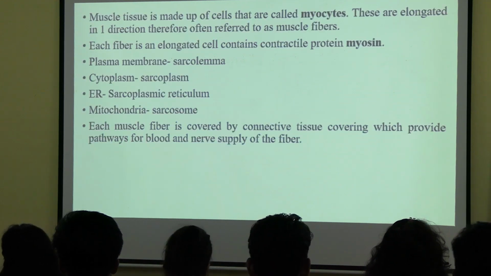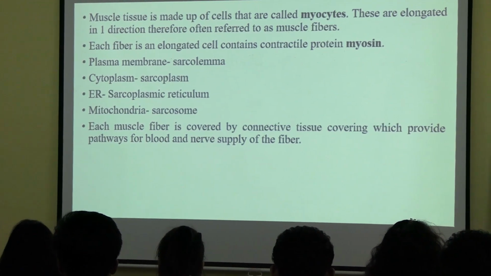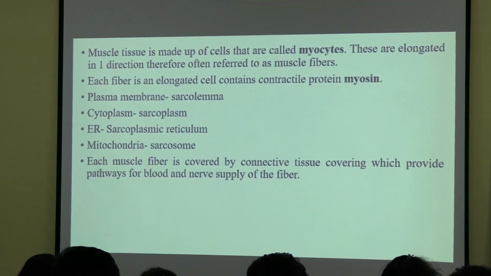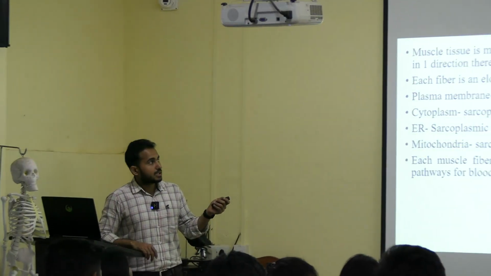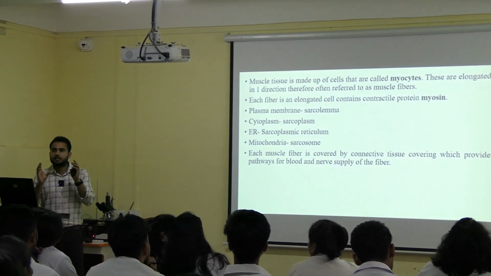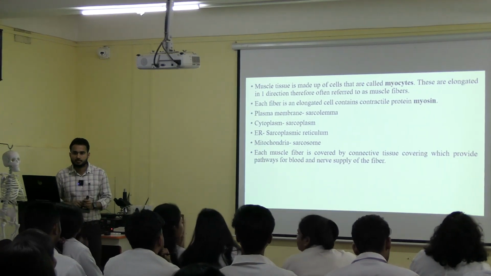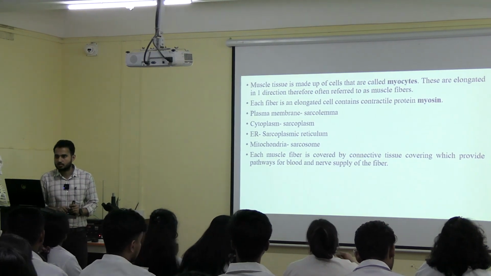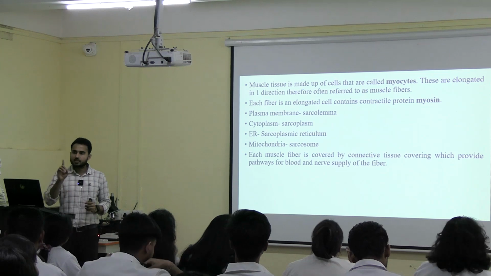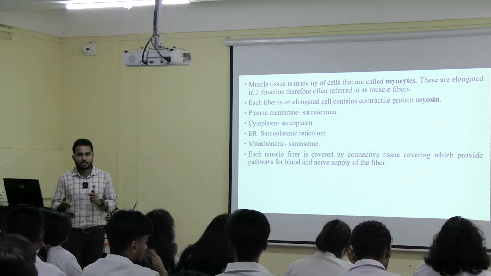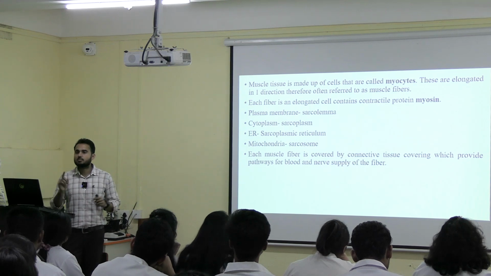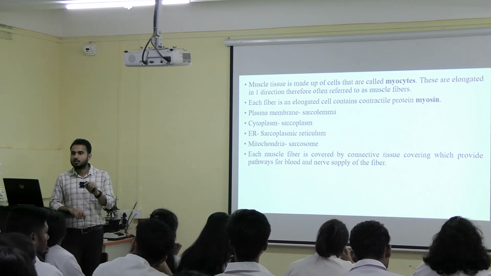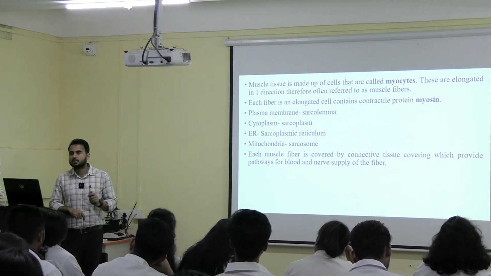Now before going to the microscopic structure of the muscle fiber, you should know some basic terminologies related to the muscle fiber. As I said, if you take any muscle, first of all it is made up of muscle fibers. If you take one single fiber, it is nothing but a cell, and that is called a myocyte. That particular cell is elongated in one particular direction, that's why it is termed a fiber also. But actually it is nothing but a cell, called a myocyte.